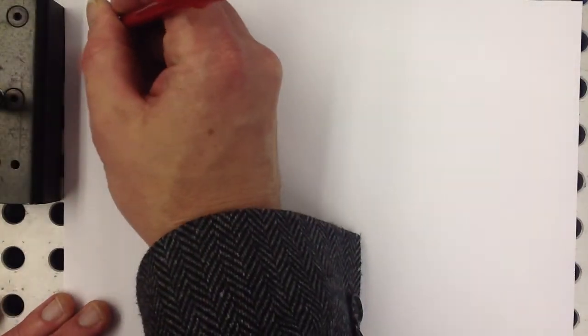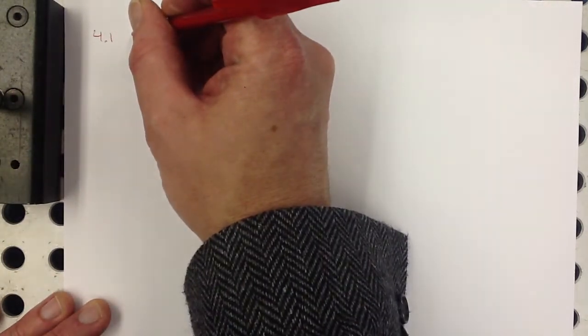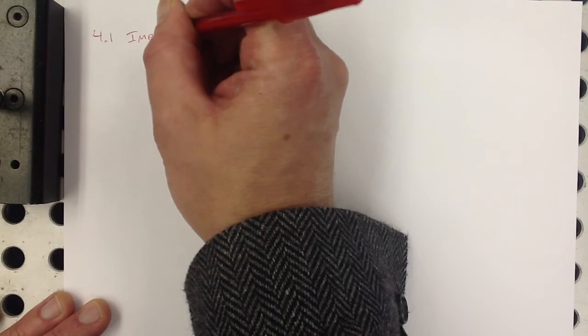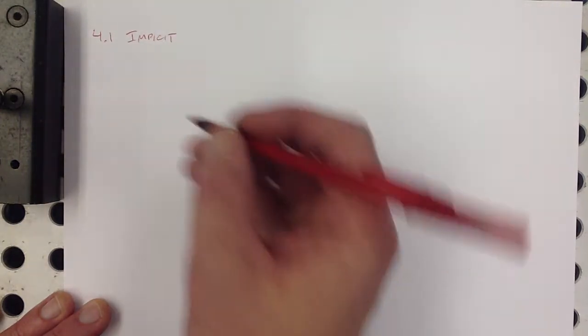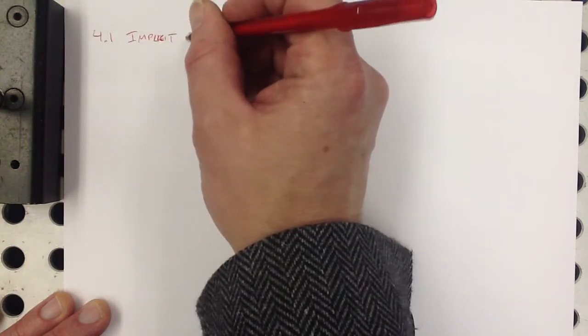Hi, this is your video notes for section 4.1, which is about something called implicit differentiation.